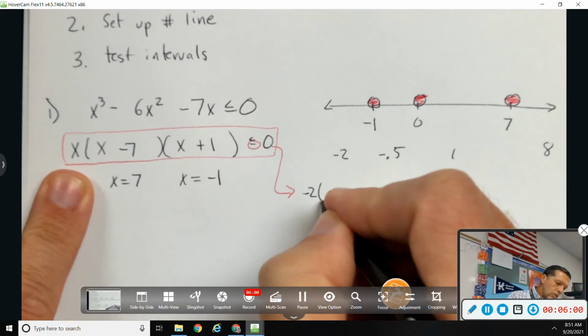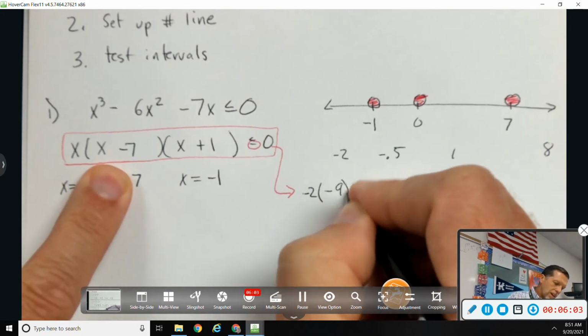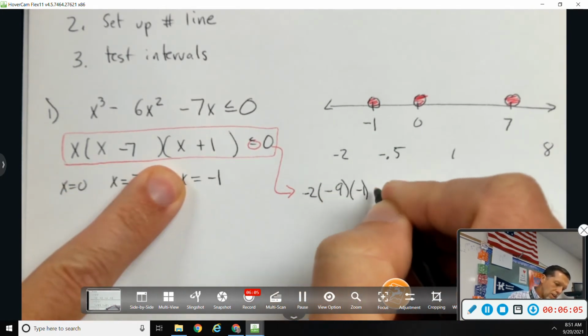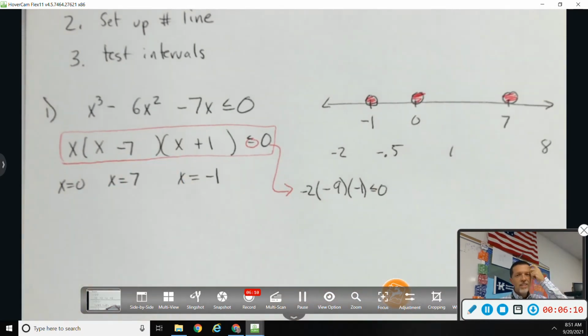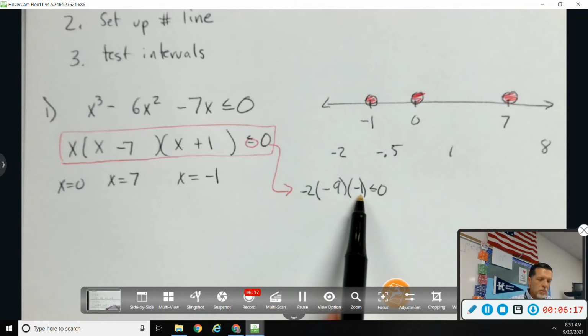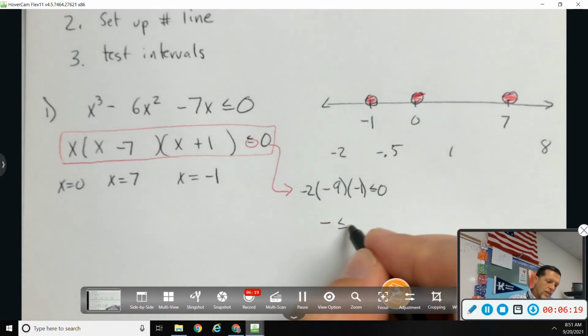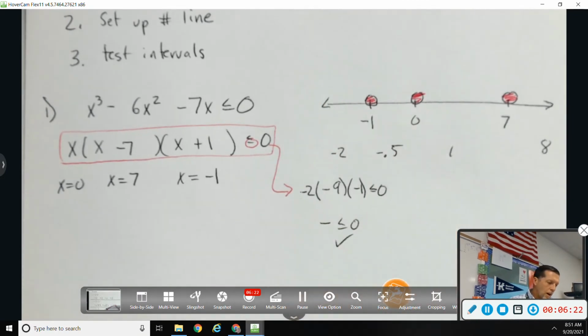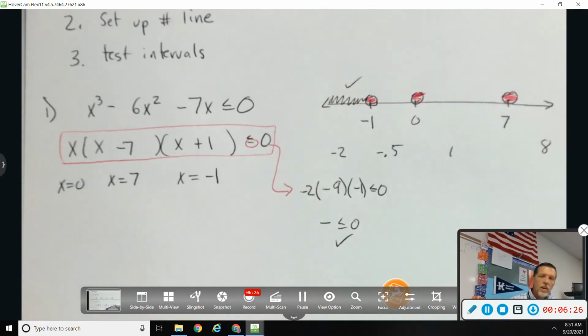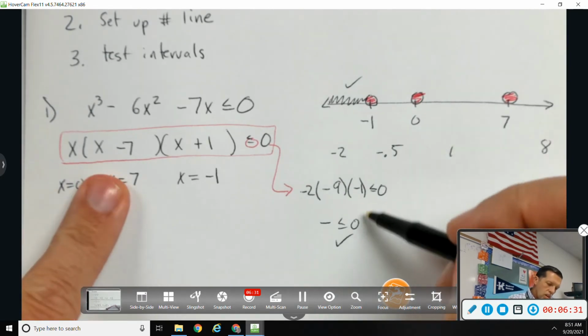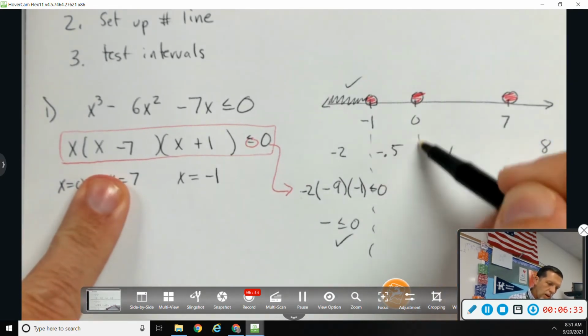So -2 times -9 times -1. That's a lot of negative signs. Is that less than 0? I don't care about the number, I just care about the signs. 3 negatives make a negative. So yes, that one's true. So I will shade there. That works. Should space these out better.